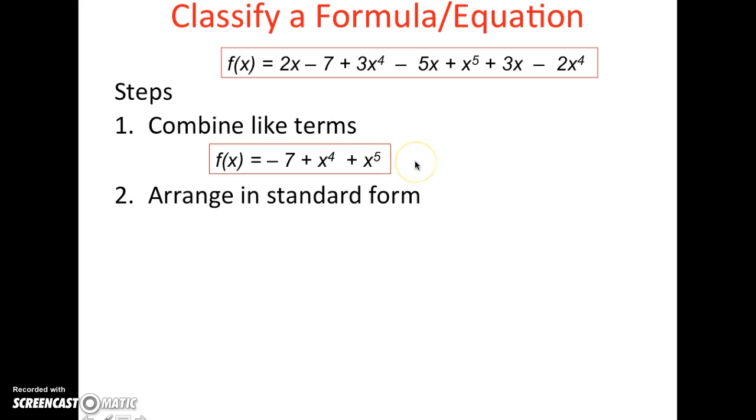And when you do that, your eye always knows to go to the first term to find the highest power, which you'll need to classify. Take a moment and arrange this in standard form. And then when you're ready, press play and I will show you the answer.